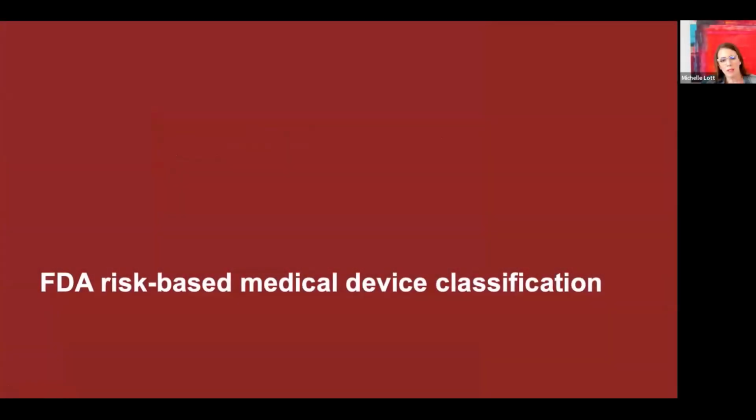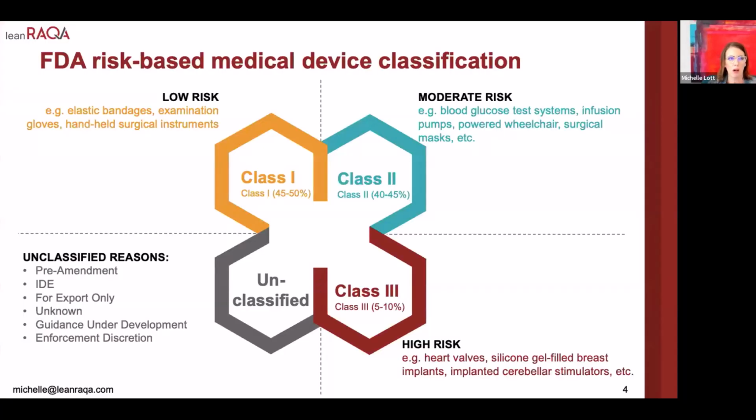So I'm going to briefly review how the FDA classifies risk, so you have some context compared to the other markets that we've talked about. Some of this I'm going to move through pretty quickly. So if you want to talk more about this, either send me a direct message or an email later, and we can schedule a call to follow up.